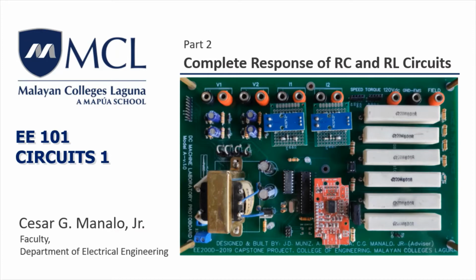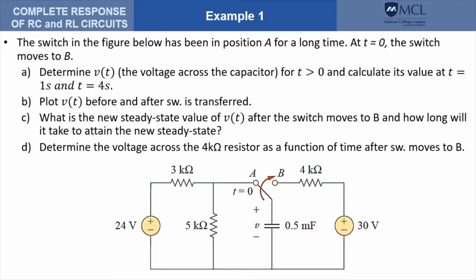Let's look at some examples on how to find the complete response of RC and RL circuits. In this example, we have a switch that can select between points A and B. The problem states that the switch has been in position A for a long time, and therefore we can say that the circuit is in a steady state. And then at time t equals 0, that switch transfers to position B.